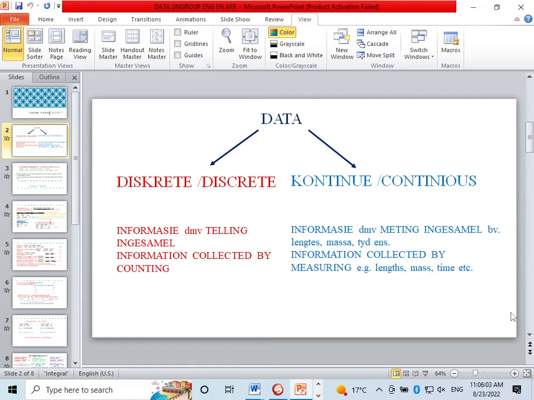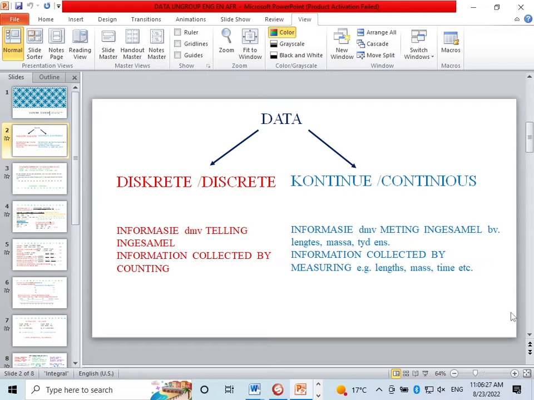But continuous data is measuring, so we know we get a lot of decimals or fractions. So information collected by counting is discrete, and continuous is measuring. If I can give you a visual way of remembering it, discrete data will be indicated if you have a graph.